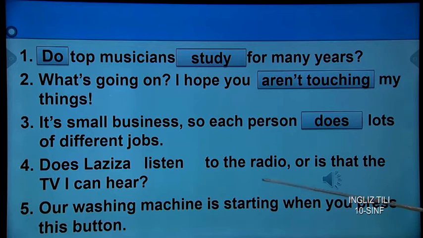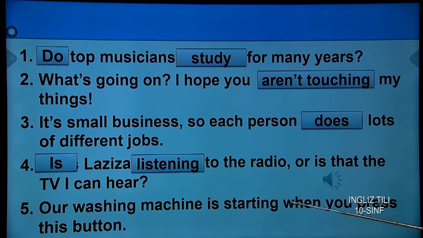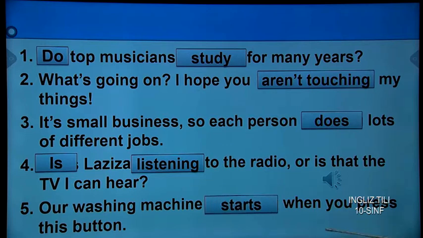The first one, does Laziza listen to the radio or is that the TV I can hear? Is Laziza listening to the radio or is that the TV I can hear? It means now. I can hear now. The fifth one, our washing machine is starting when you press this button. Starts, because it always starts when you press this button.